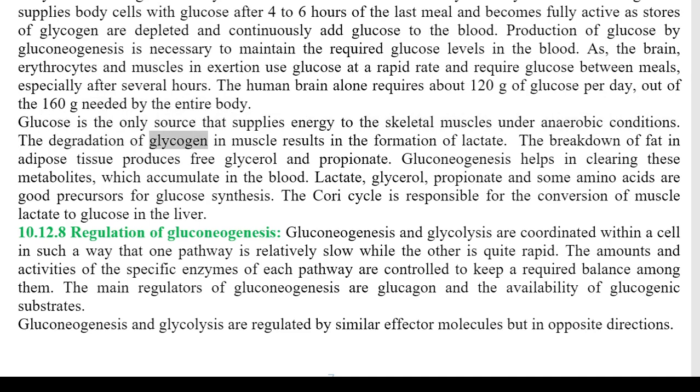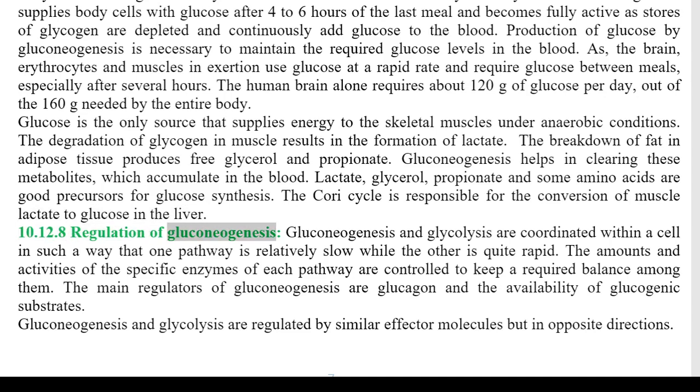The degradation of glycogen in muscle results in the formation of lactate. The breakdown of fat in adipose tissue produces free glycerol and propionate. Gluconeogenesis helps in clearing these metabolites, which accumulate in the blood. Lactate, glycerol, propionate, and some amino acids are good precursors for glucose synthesis. The Cori cycle is responsible for the conversion of muscle lactate to glucose in the liver.